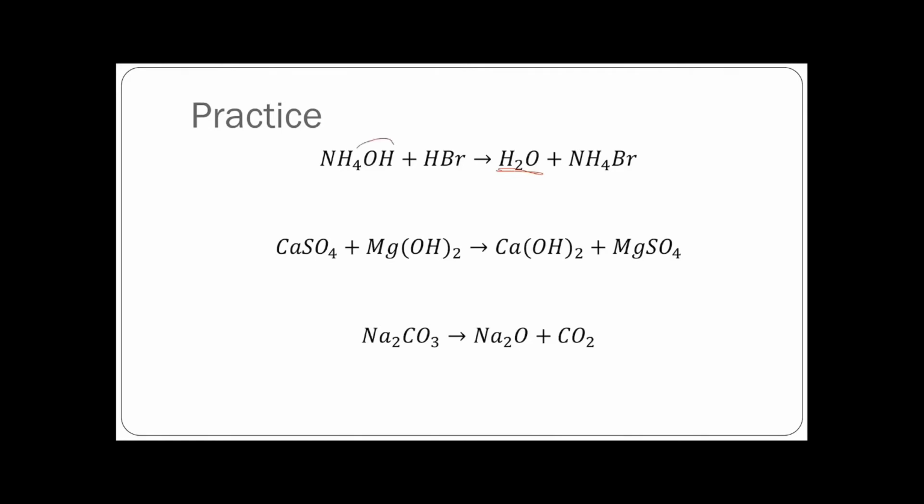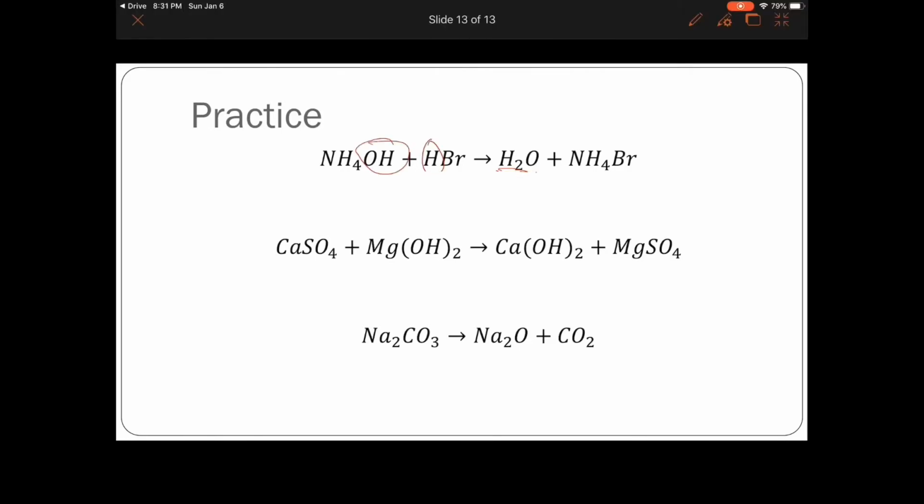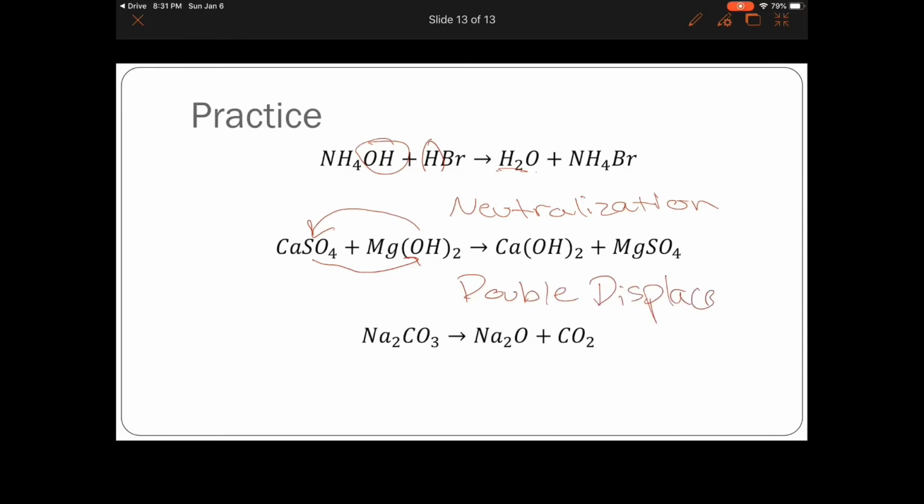And it looks like here I do see an OH and an H. So this is neutralization. All right, what about the next one? We've got CaSO4 plus Mg(OH)2, which makes Ca(OH)2 plus MgSO4. Okay, well, it looks like the SO4 and the OH are trading places. So that means that this is double displacement.